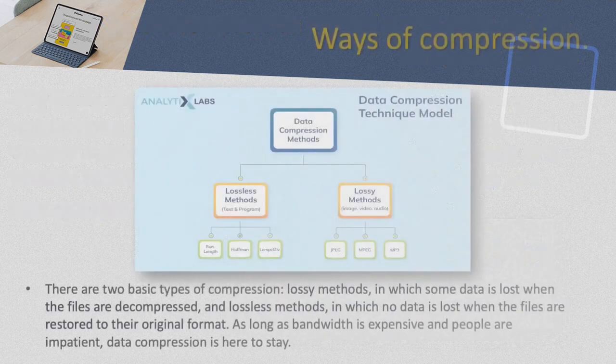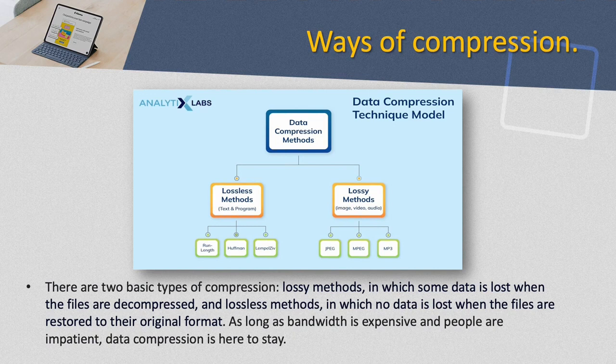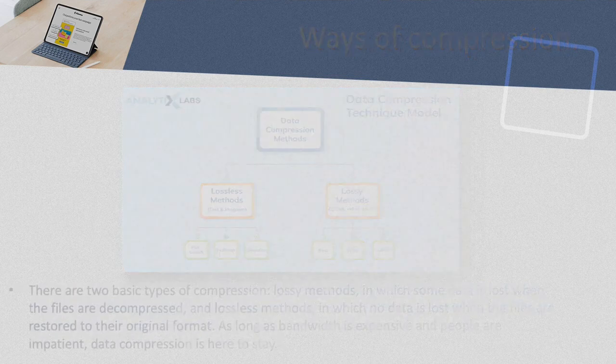There are 2 basic types of compression: lossy methods, in which some data is lost when the files are decompressed, and lossless methods, in which no data is lost when the files are restored to their original format. As long as bandwidth is expensive and people are impatient, data compression is here to stay.